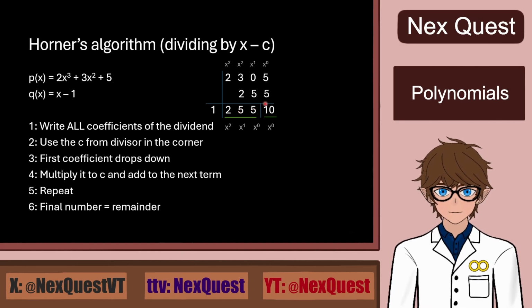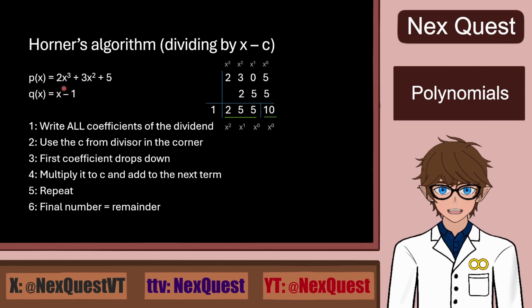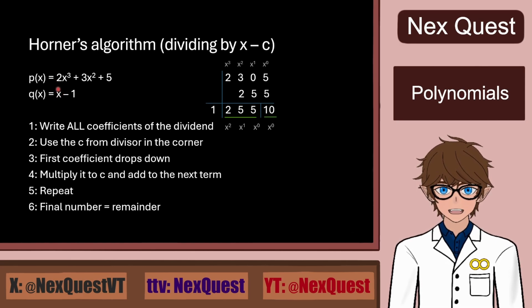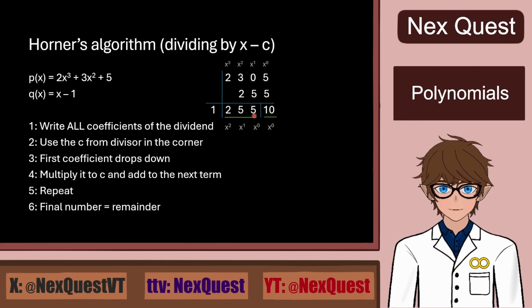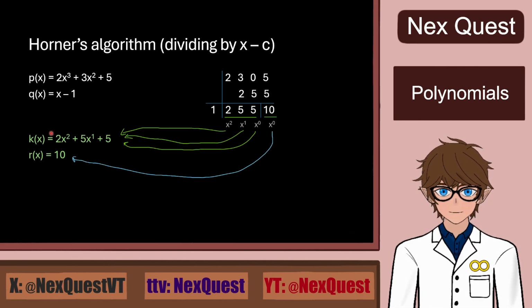Both of these numbers here are constants because this has to be less than x, because as long as it's equal to the degree, we have to keep dividing. So the last two will always be constants. So let's carry it over to the result, follow the lines, and we get that the k of x and r of x are these two values. So 2x squared plus 5x plus 5, and then the remainder is 10.